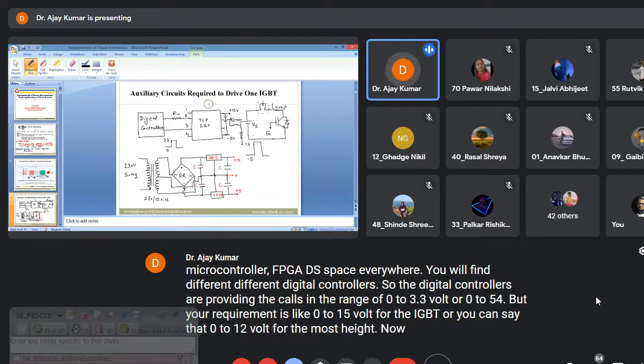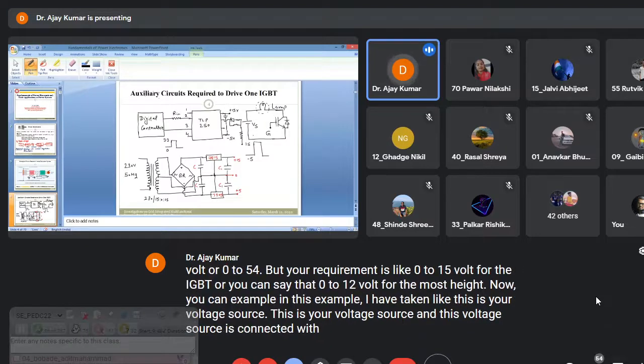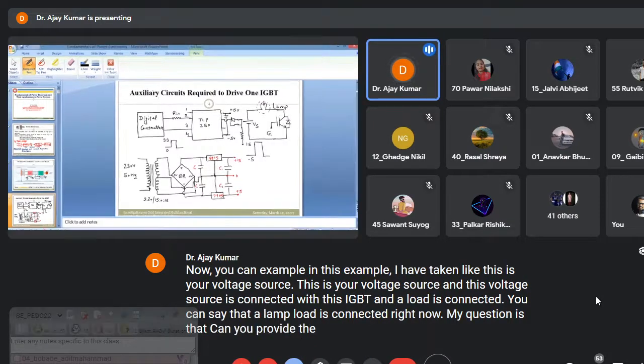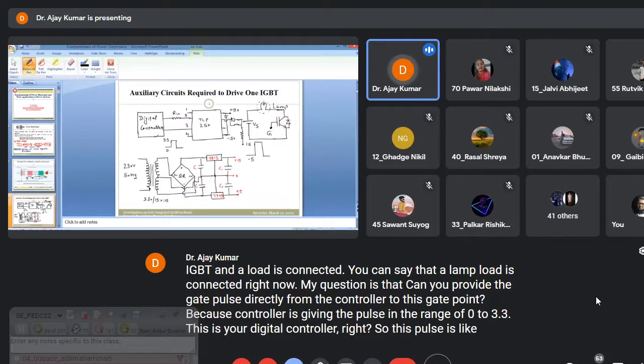Now take an example. In this example, this is your voltage source, and this voltage source is connected with this IGBT, and a load is connected. You can say that a lamp load is connected, right? Now my question is, can you provide the gate pulse directly from the controller to this gate point? Because the controller is giving the pulse in the range of 0 to 3.3. This is your digital controller, right? So this pulse is 0 to 3.3 or 0 to 5 volt max.